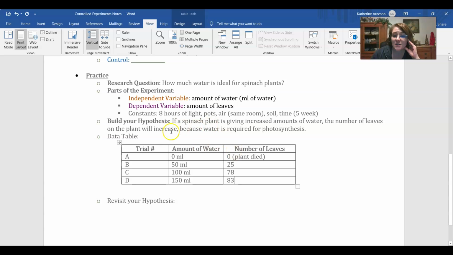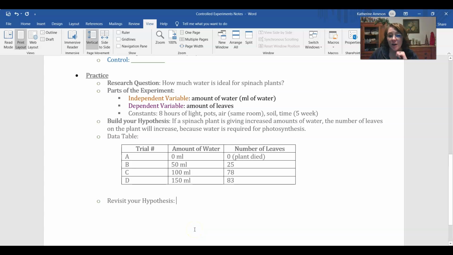So if this was our data that we collected after we did this experiment, the thing we'd have to do after that is revisit our hypothesis. And this is something I definitely want you to write down. Hypotheses are not right or wrong. They are supported or rejected by the data, period.